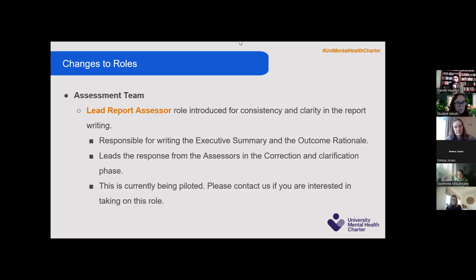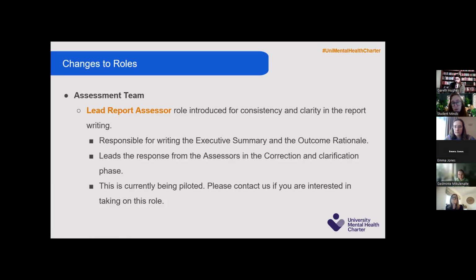And then within the assessment team, we have now introduced a lead report assessor role, and we've introduced that for consistency and clarity in the report writing. So this role is responsible for writing the executive summary and outcome rationale that the award manager wrote previously, and will also lead the response from the assessors in the correction and clarification phase.